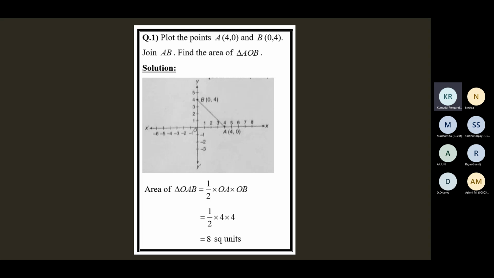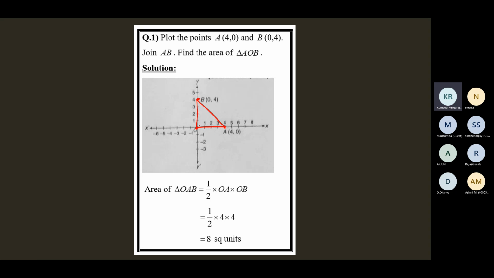All right, shall we go to the next one? Okay. So A lies on the x-axis. When you plot 4, 0, you see that it lies on the x-axis. 0, 4 lies on the y-axis. You have to join AB. Only then you can make the triangle AOB.